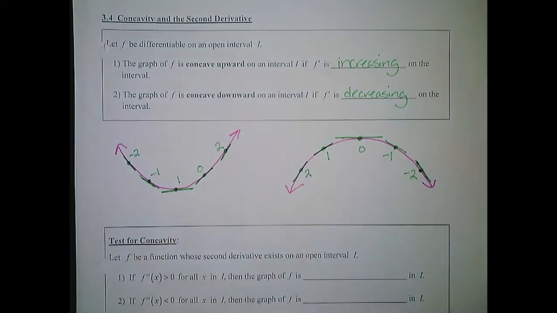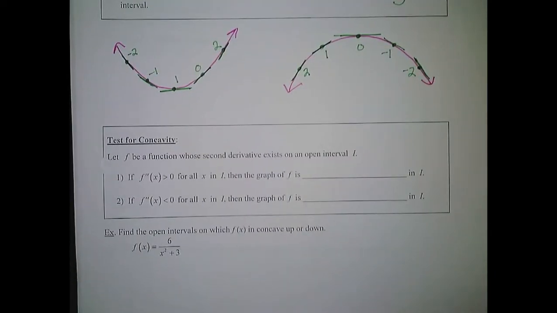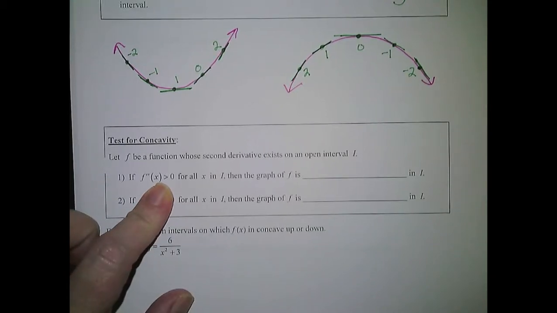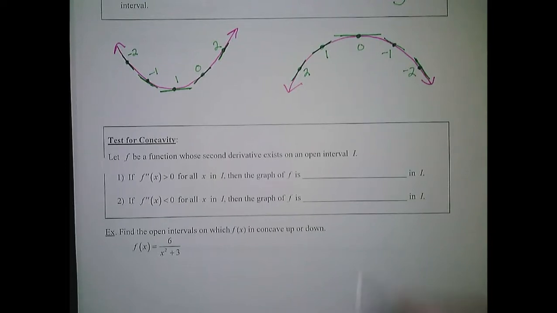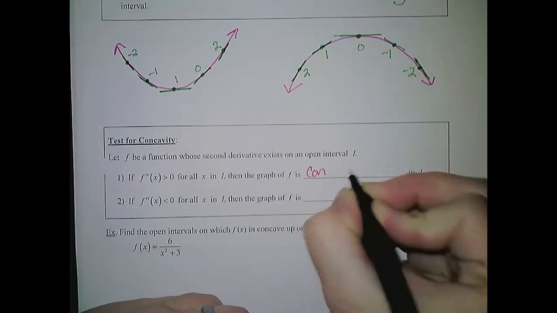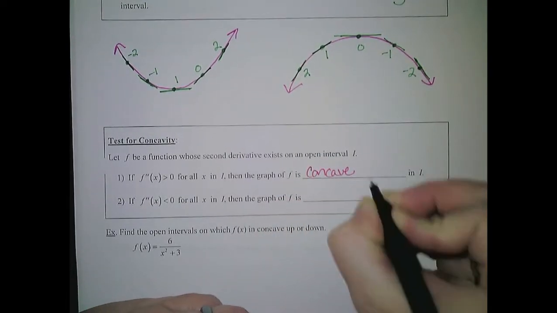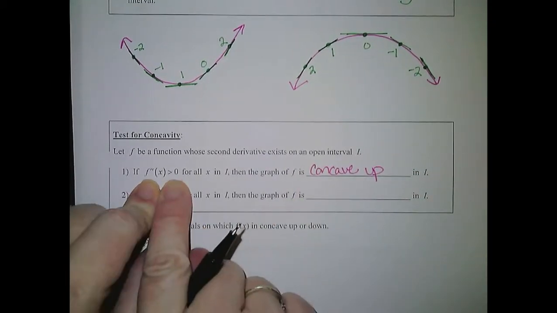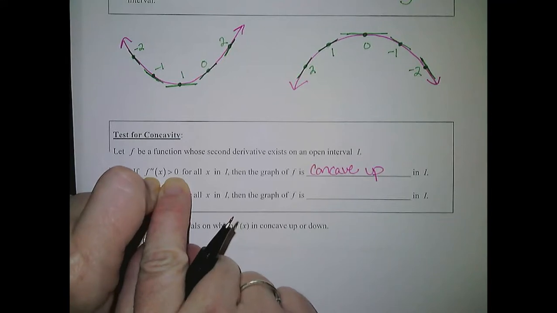And that's what we use to test for concavity. We look at the second derivative. So let f be a function whose second derivative exists on an open interval I. If the second derivative is greater than 0 for all of the x values in that interval, then the graph of f is concave up on that interval. Because if the second derivative is positive, then the first derivative is increasing.